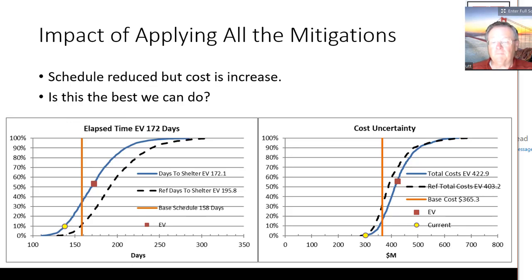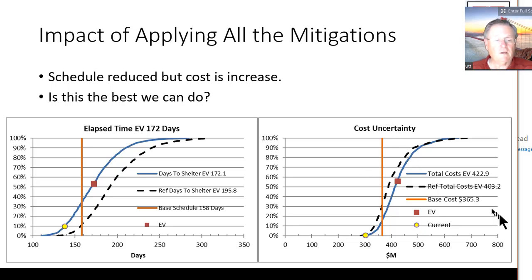Well, on the time, it takes our reference days of 195.96 and reduces it to 172. You can see how the S-curve moved to the left here. Here's our baseline. Before we were here, what we said was 15%, and now it looks like we're closer to 35%. And on the cost side, it actually increased because we did things that were going to cost money for the mitigation.